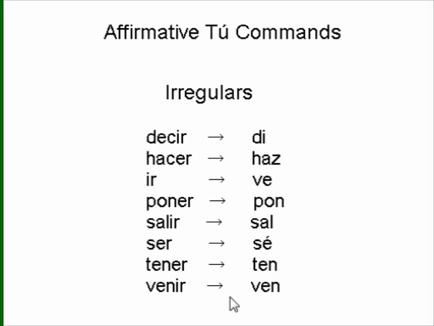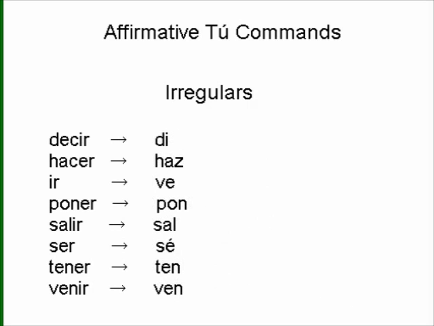Now we see some similarities here. Like a lot of these, the yo form is a go verb. Poner, the yo form is pongo. We just cut off the go. You can try to remember some patterns like that, but the easiest thing might be to just go ahead and memorize this list and know that these are irregular affirmative tú commands. We're going to use these in exactly the same way that we would use any other affirmative tú command.